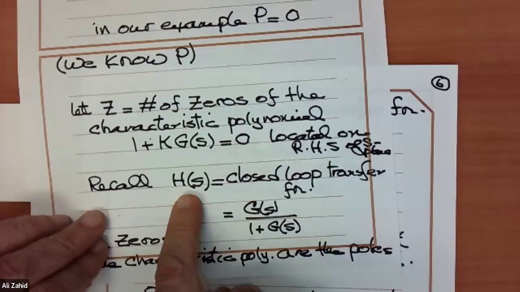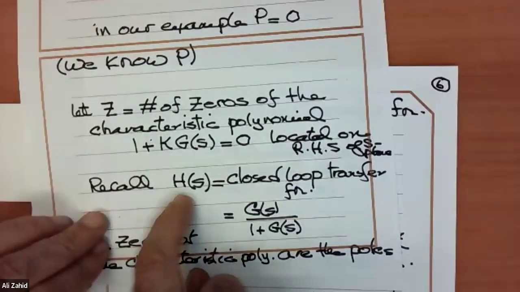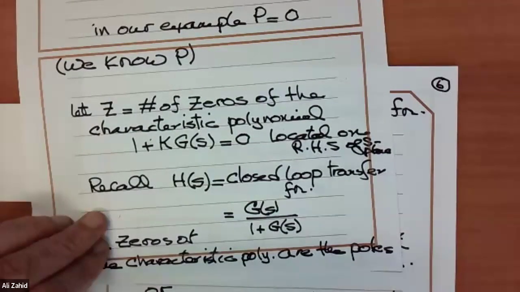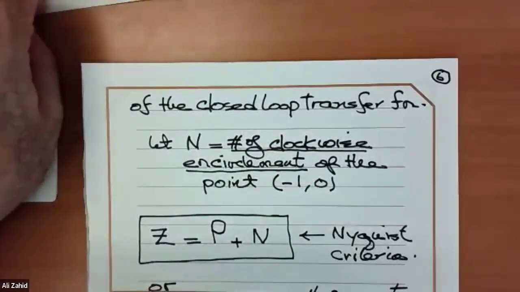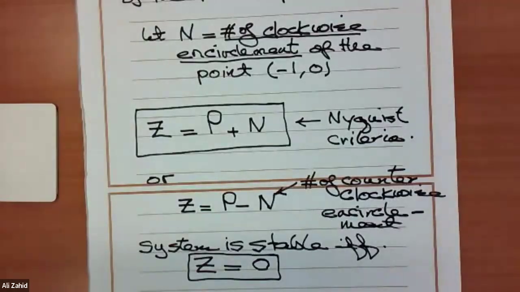The zeros of the characteristic polynomial are what? Those are the poles of the closed loop transfer function. And I don't want them to be on the right-hand side. Correct. So if I get Z equal to 0, then the system is what? Stable. Are you following me or not?